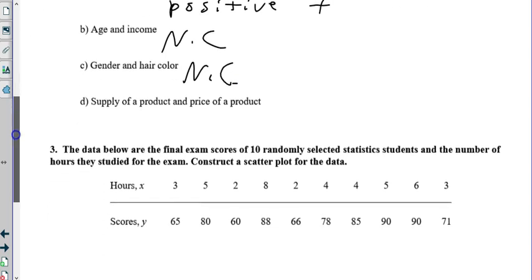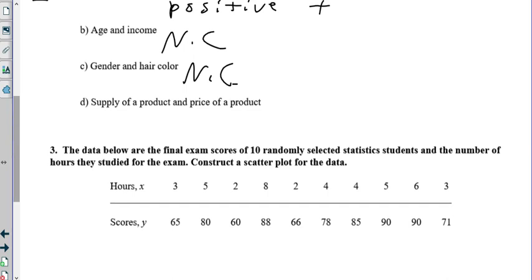Supply of a product and the price of the product. So as you get more and more product, so if a company has over product, what do they do to the price? Do they raise the price or lower the price? Lower the price. So this is a negative correlation. Or you just put a big one negative sign.